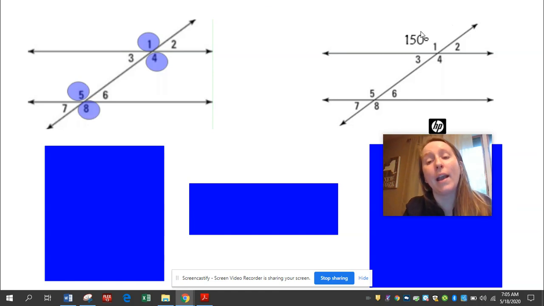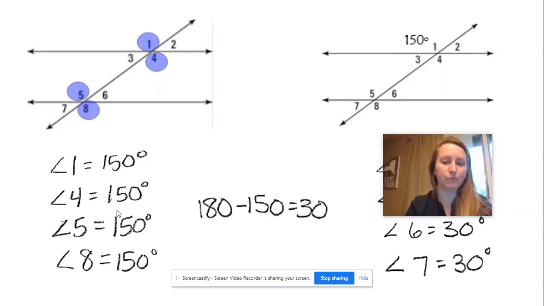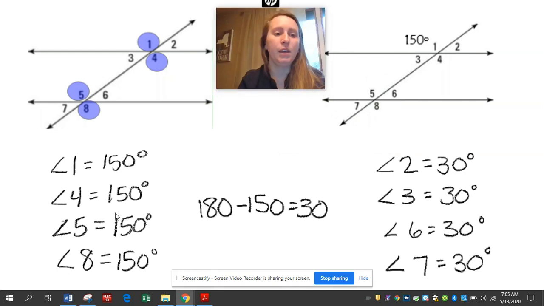So since we know angle 1 is 150, looking at my original diagram, angle 1, angle 4, angle 5, and angle 8 all have to be the same thing. So if angle 1 is 150, that means angle 4 is also 150, angle 5 is also 150, and angle 8 is also 150. Okay? So they all equal 150, but how can I find the other angles? Now I need to be able to find angle 2, angle 3, angle 6, angle 7. If I can just find one of them, I found all of them.